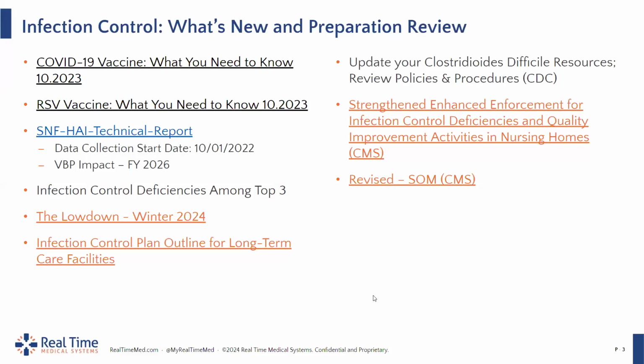Your SNF HAI technical reporting, I wanted to make sure I included that for you. Keep in mind, we know it's been part of our QRPs. We're all certainly aware of that by now, but it's going to have an impact for your fiscal year 2026, and that data collection started in October of 2022. So be prepared for what you're looking at now with those HAIs, because it's going to have a reimbursement impact as well. Infection control deficiencies remain among the top 3, and in a moment, we're going to look at the top 10 deficiencies for the entire year of 2023, and they've not changed that much as it relates to infection control.